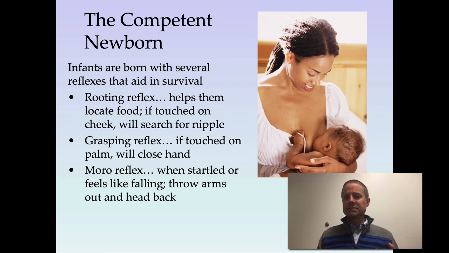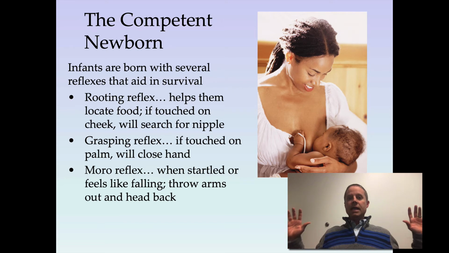Another one is called the grasping reflex. If you touch a baby in the hand, he will close his hand on you. That's the grasping reflex. And the final one is called the Moro reflex. When a baby is startled, it'll throw its arms out like that.